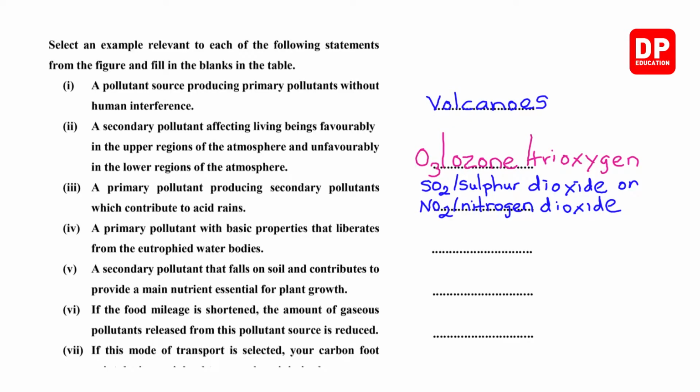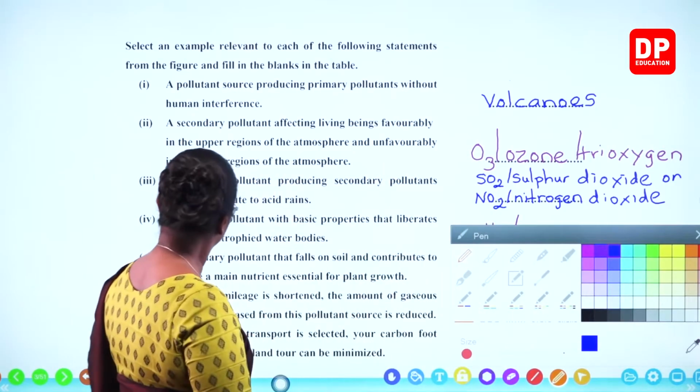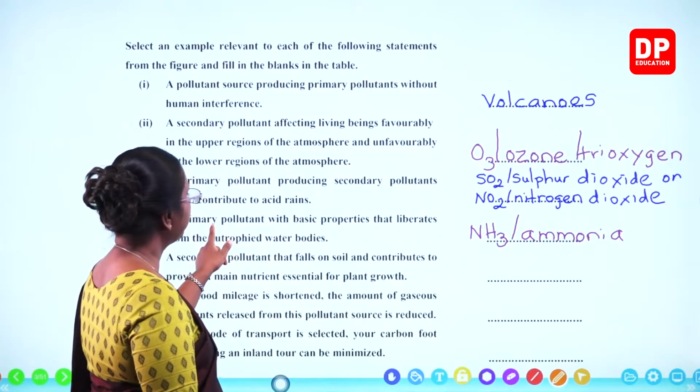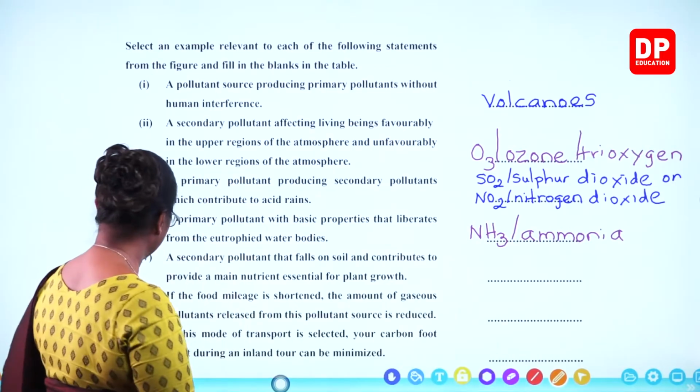So for that also, you can write it as NH3 or you can write as ammonia. So you need to write one of the two answers. It has to be basic primary pollutant liberated from eutrophied water bodies.